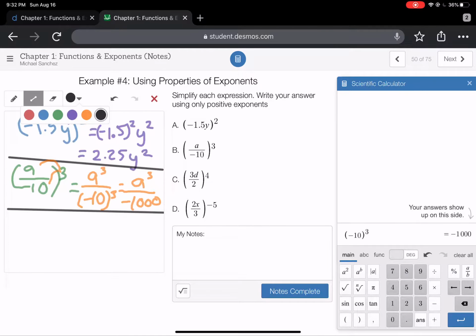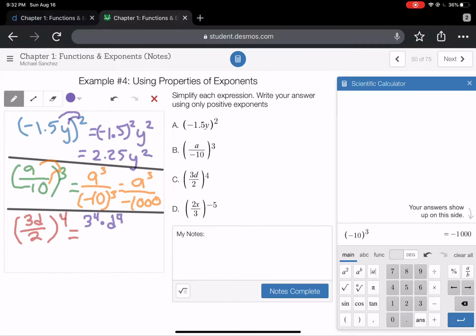All right, a little bit more complicated now. We have 3d over 2, all to the power of 4. Again, because there's an exponent outside of the larger parentheses, we're going to go ahead and distribute the 4 as an exponent to everything. So then that's going to give us 3 to the power of 4 times d to the power of 4 over 2 to the power of 4.